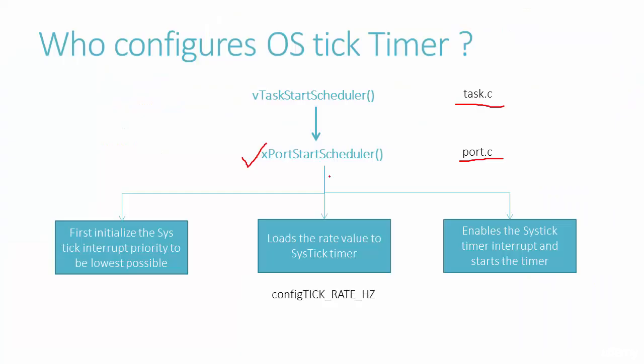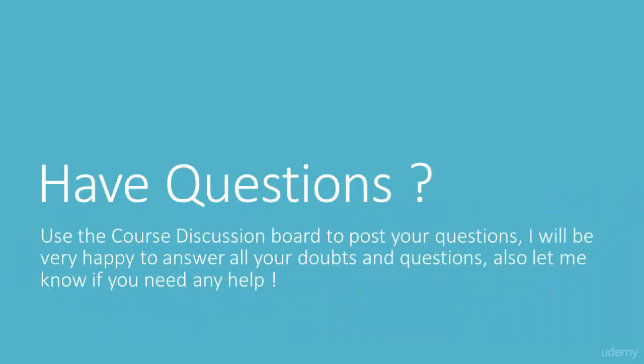The FreeRTOS code structure is very simple to understand, and there are lots of comments included for each function to explain what exactly the function or line of code does. I request you to go through the FreeRTOS kernel, and if you have any doubt so far, feel free to raise your question in the course discussion board. See you in the next lecture.